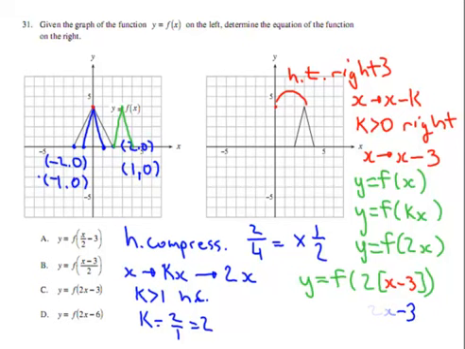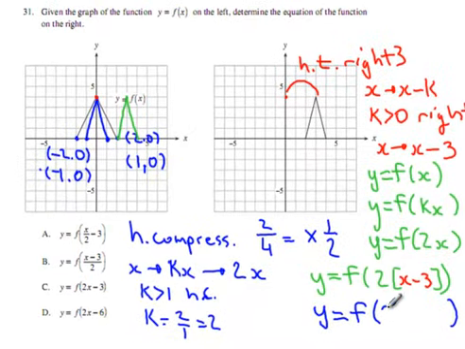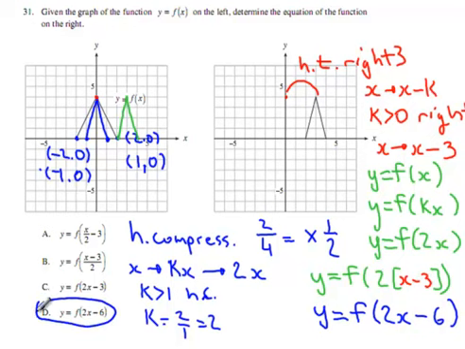So now thinking about what our new equation will be, I've got y equals f, and I'm just going to multiply through using the distributive property here, 2x minus 6. That's 2 times 3. So y equals f of 2x minus 6 appears to be D.